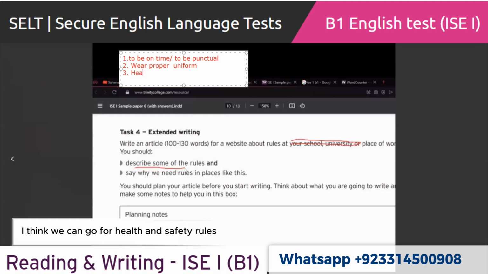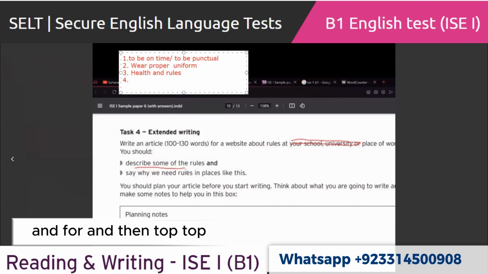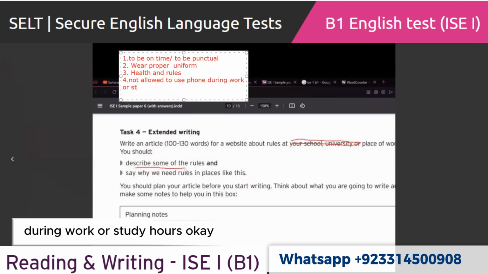I think we can go for health and safety rules. There are health and safety rules at all three places, either at school, university, or place of work. Okay, and four. Zain. I'm not allowed to use phone. Okay, not allowed to use phone during work hours. Phone during work or study hours.